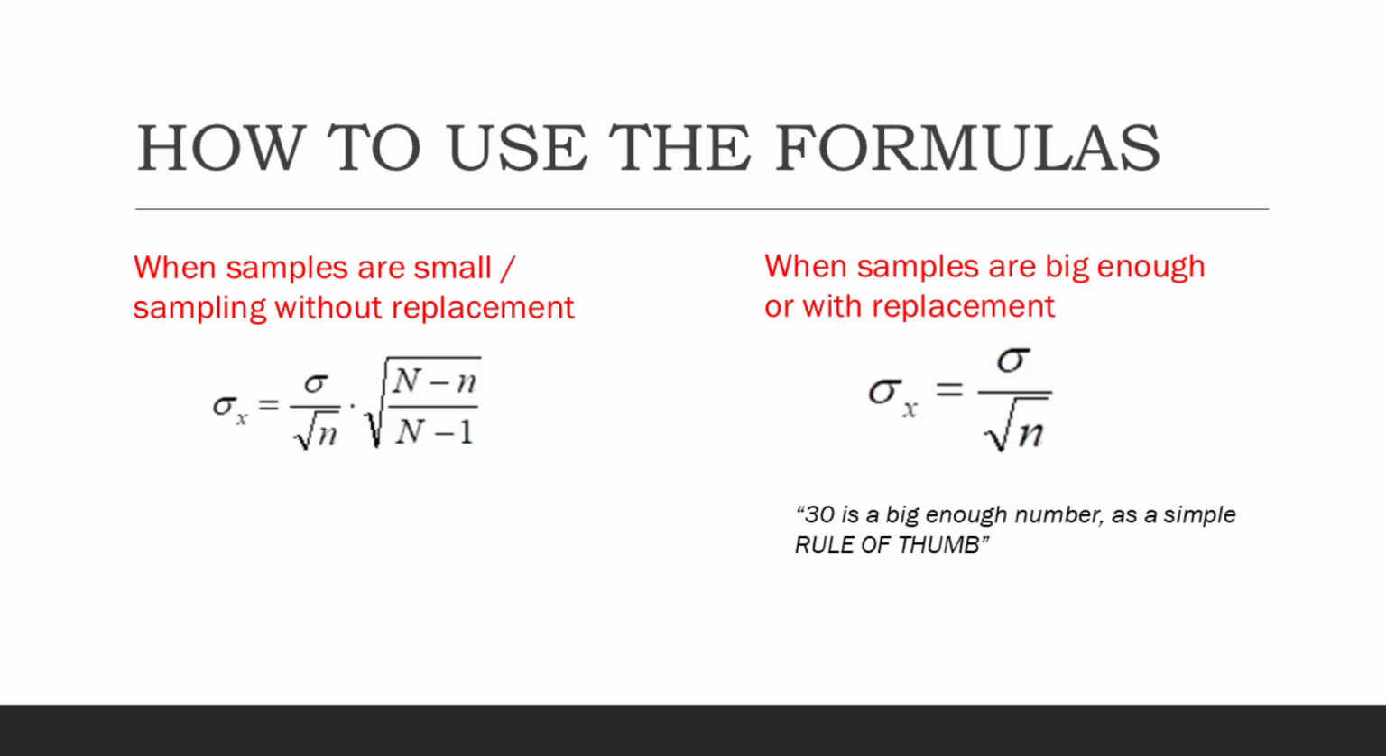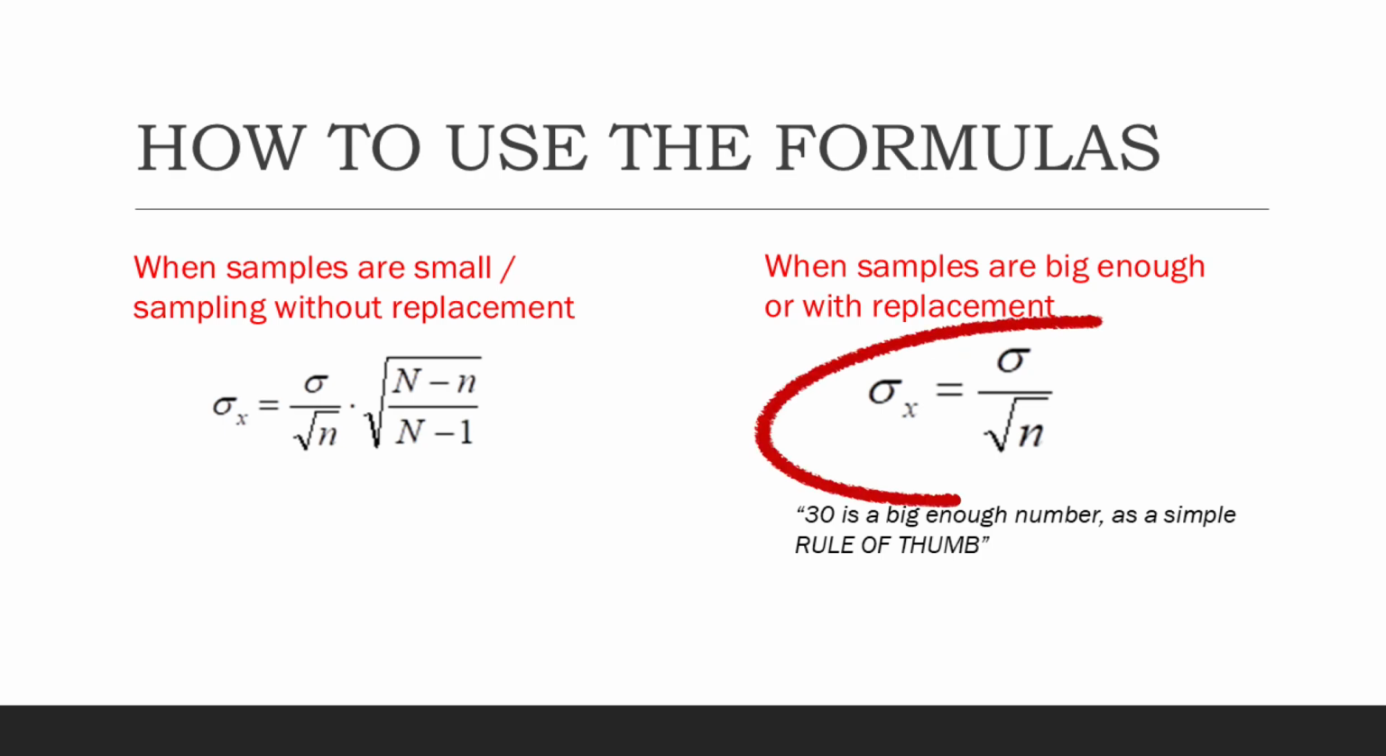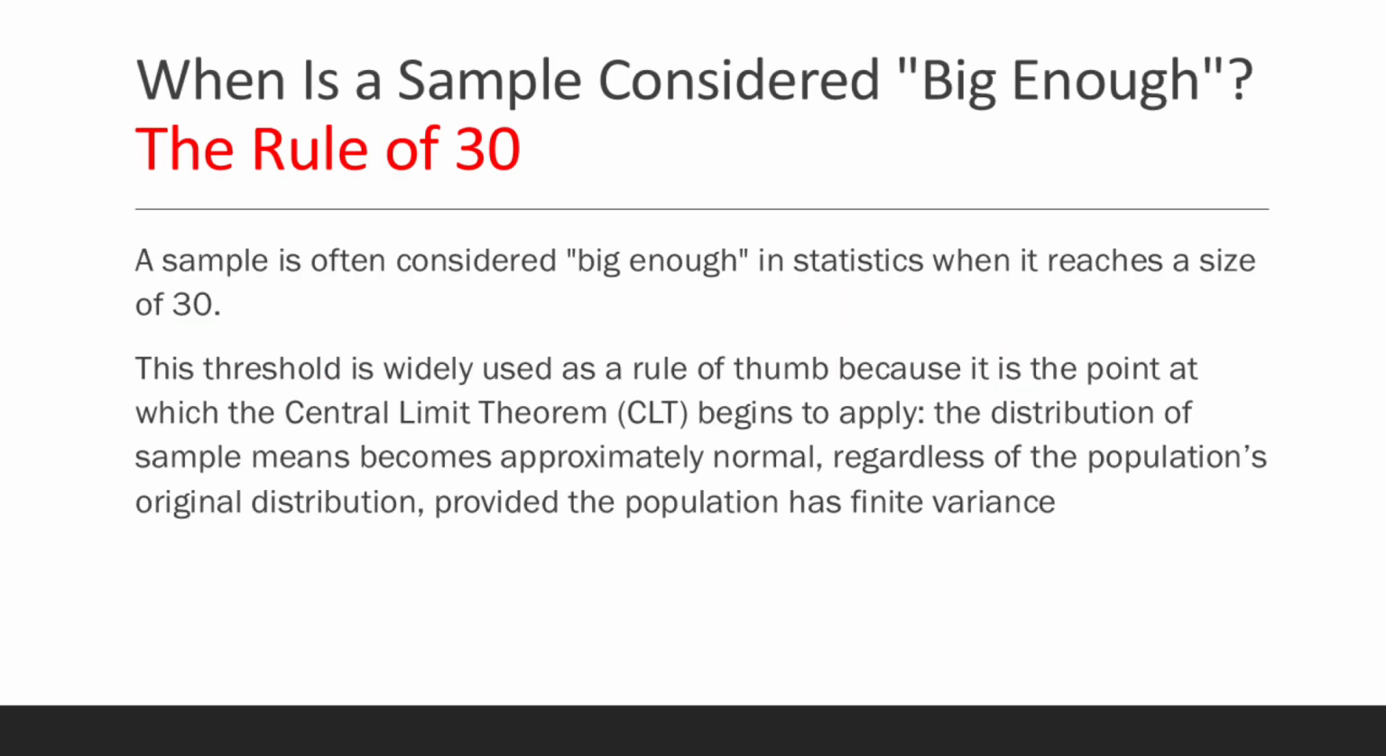How to use the formulas? When the sample sizes are small or they're sampling without replacement, we use this formula on the left. And when samples are big enough, or if it's small, but sampling can be done with replacement, it's considered big, and we use the formula on the right. A sample is often considered big enough in statistics when it reaches a size of 30.